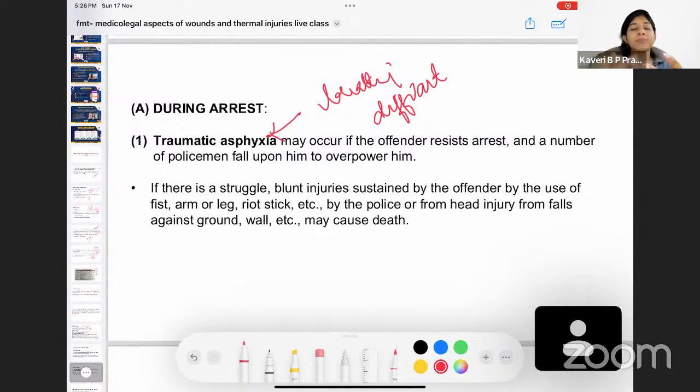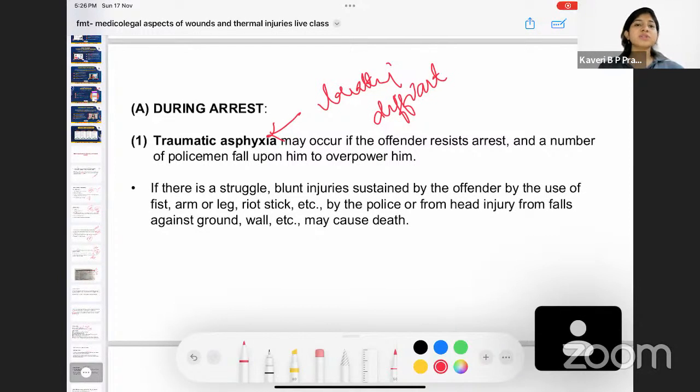So when could that happen? Whenever a lot of policemen try to fall on the person, maybe the person was trying to escape and a lot of policemen fall on him in order to prevent him from escaping, and because so many people have fallen on his chest, his respiratory movements are hampered, and because of which there could be traumatic asphyxia and he could die. If there is a struggle, blunt injury sustained by the offender by the use of fist, arm or leg, riot stick, etc. by the police, or head injury from falls against the ground or wall may cause death.